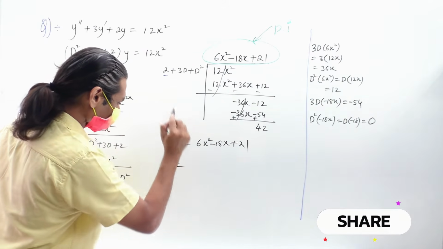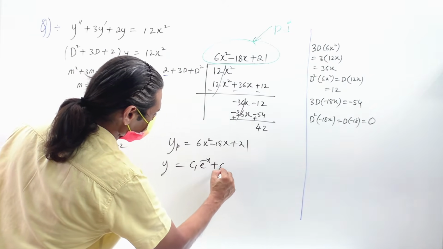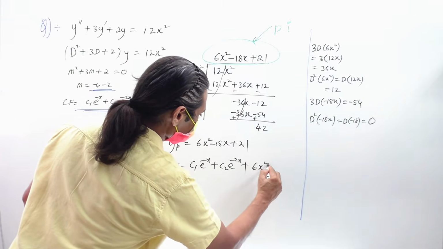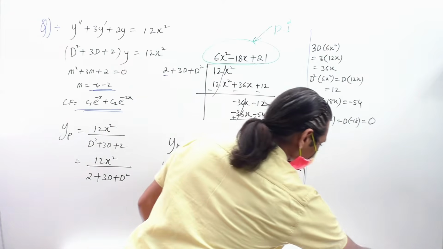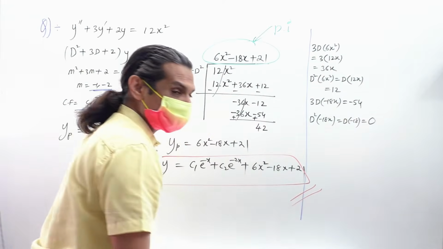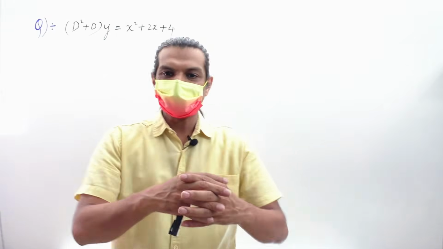Therefore, the solution is CF plus PI. So we have the CF as C1 e raised to minus x plus C2 e raised to minus 2x, plus 6x square minus 18x plus 21. Beautiful. That's the solution. This is how we solve type number 3. Let's move on to the next question.